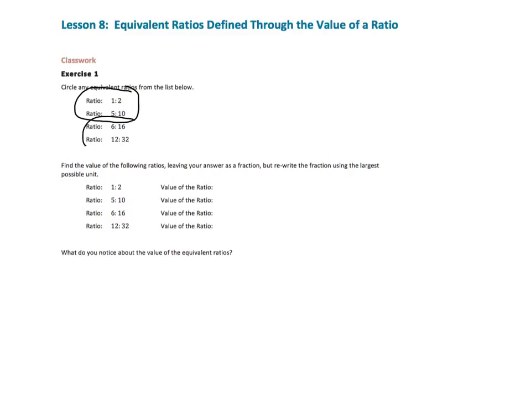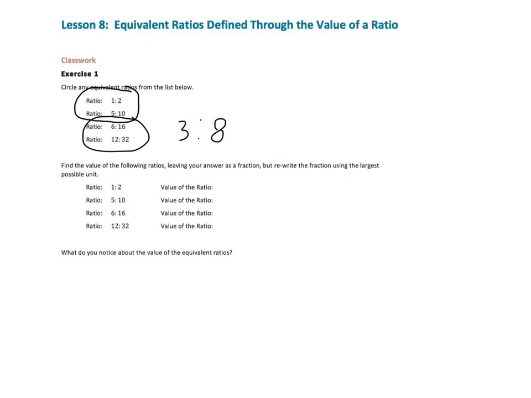Also, 6/16 and 12/32 are equivalent. You can reduce these as well. You could reduce 6/16 by dividing by 2, and you would get 3/8, 3 to 8. Whereas for 12/32, you can also reduce by dividing by 4. 12 divided by 4 is 3. 32 divided by 4 is 8. Therefore, both of these ratios reduce down to 3/8, the same ratio. So they are equivalent ratios.